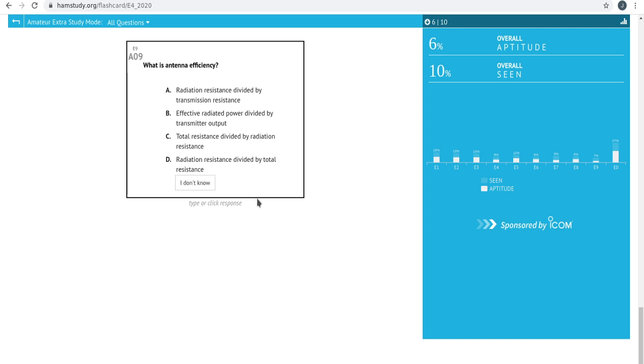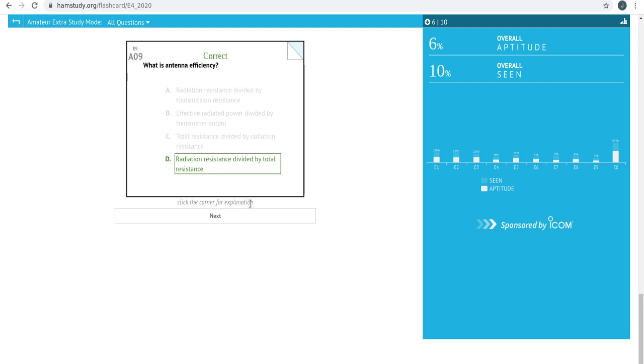What is antenna efficiency? A, radiation resistance divided by transmission resistance. B, effective radiated power divided by transmitter output. C, total resistance divided by radiation resistance. D, radiation resistance divided by total resistance. I'm going to go with D, radiation resistance divided by total resistance.